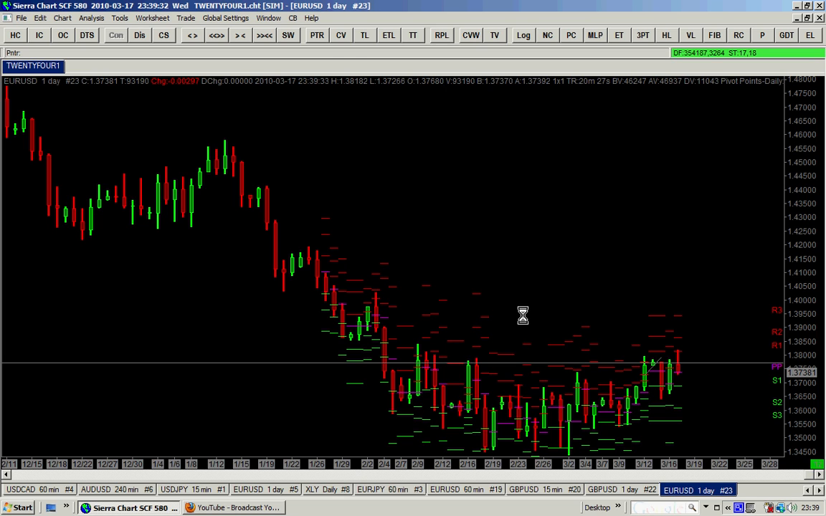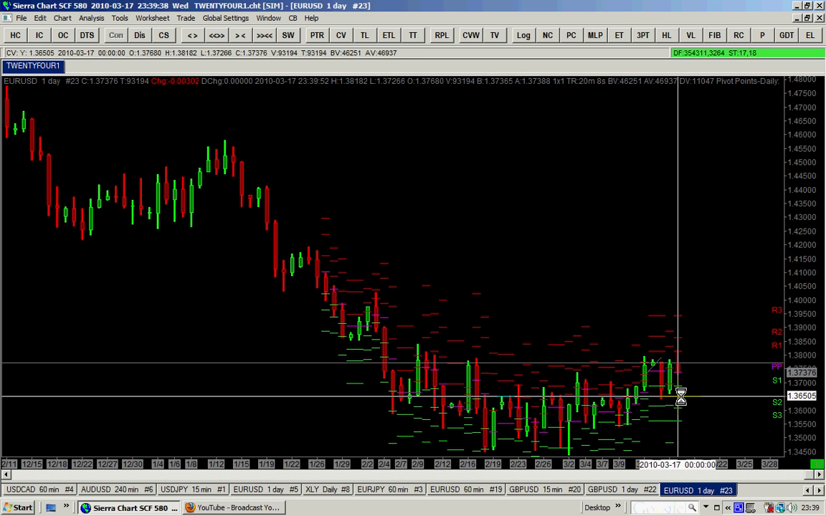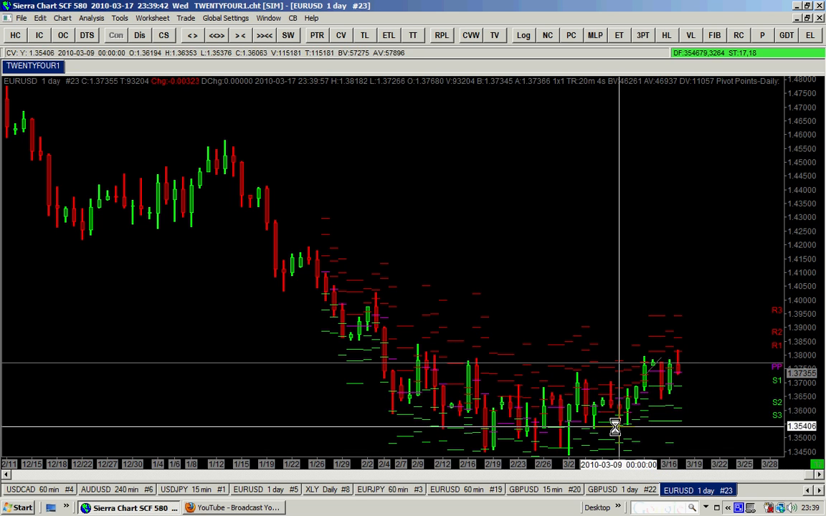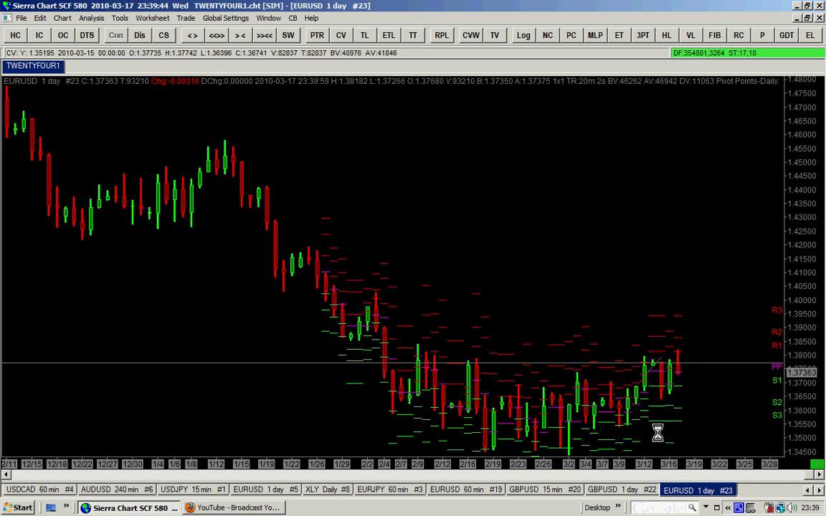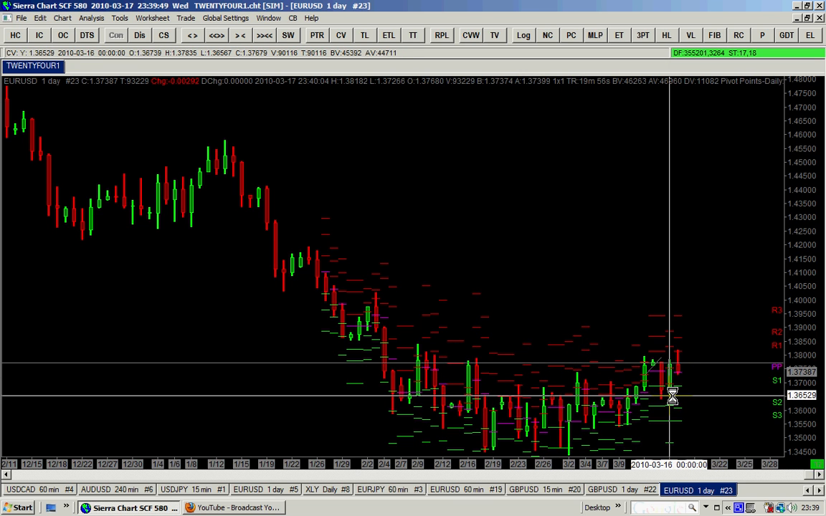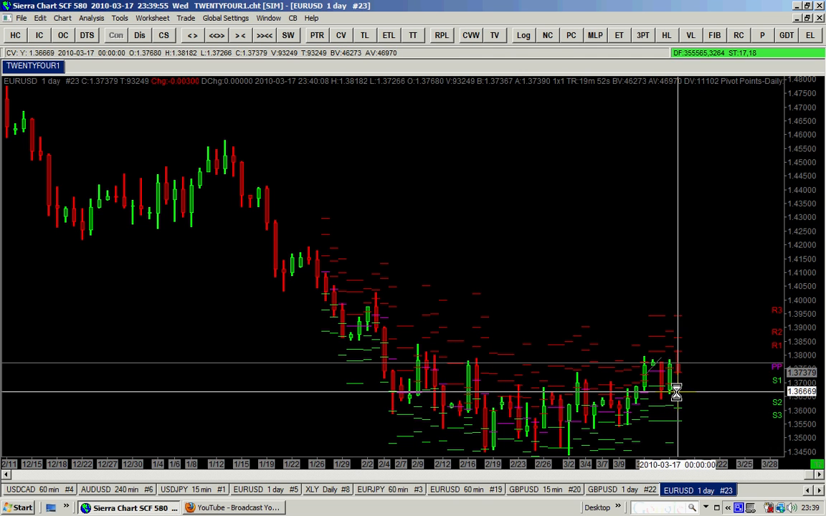Normally the handle should come up to the half of the size. But if you go further than that, then you will cancel this cup and handle pattern. Usually if the handle goes further than half the size of the cup, you know that it's not a valid one. So right now it is nearly the half.